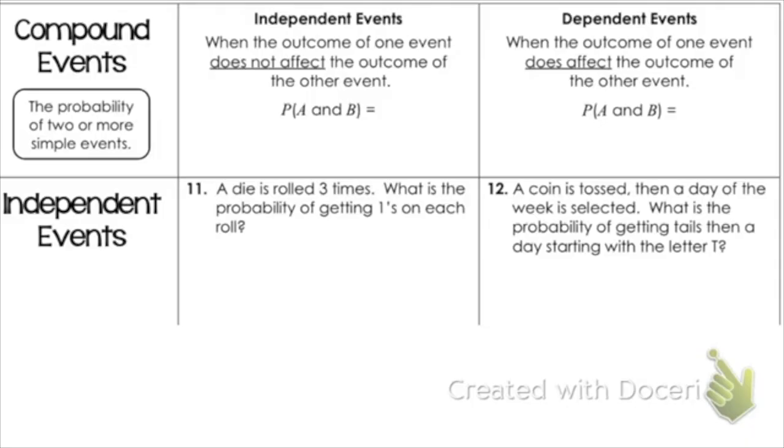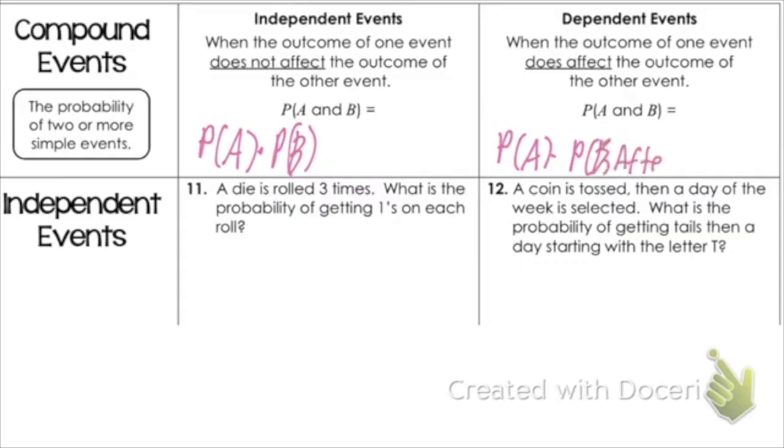So in independent events, take the probability of event A and B happening. You take the probability of A happening times the probability of B happening. You multiply the 2 probabilities, and that's how you get the probability of them both happening. For dependent events, where one depends on the other, you do the probability of A happening times the probability of B happening, but it's after A occurred. We'll talk about independent before we talk about dependent, though.